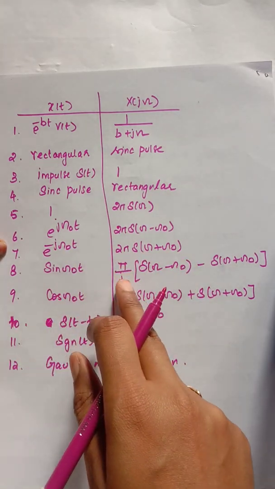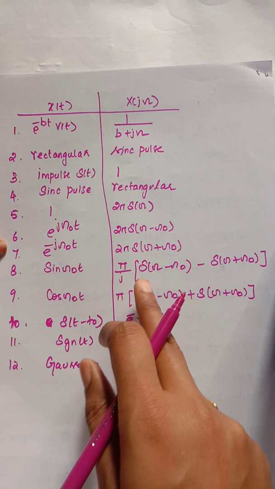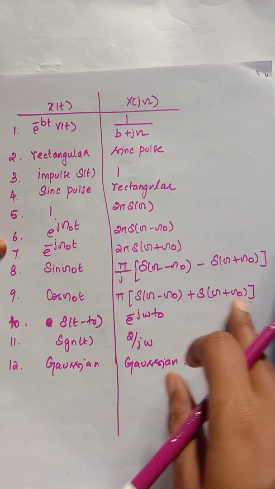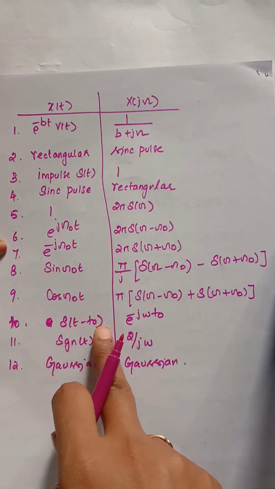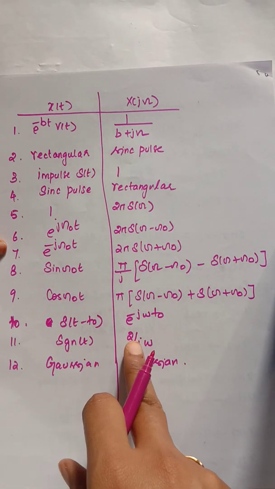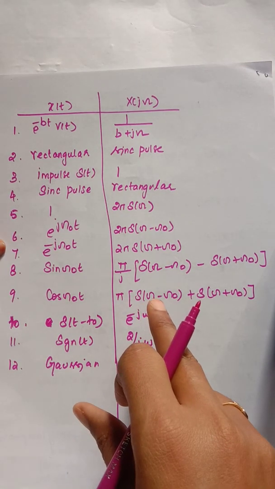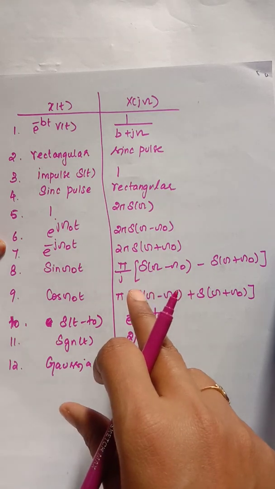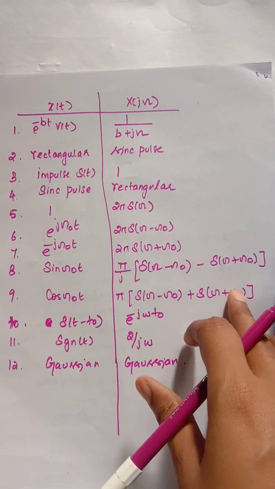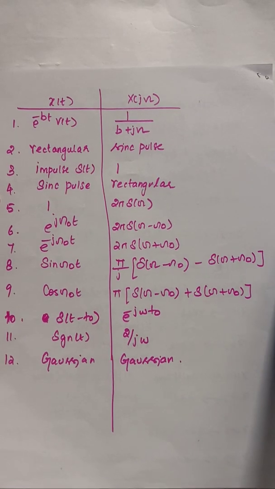Sin omega naught t is pi by j times del of omega minus omega naught minus del of omega plus omega naught. And cos omega naught t is pi into del of omega minus omega naught plus del of omega plus omega naught. Next, for del of t minus t naught, it is e power minus j omega t naught. Then for signum of t, it is 2 by j omega. Gaussian, it is a Gaussian. So these are all the frequently used functions, so that we can easily apply the formulas directly for finding the inverse Fourier transform. Now we will see some problems related to this.